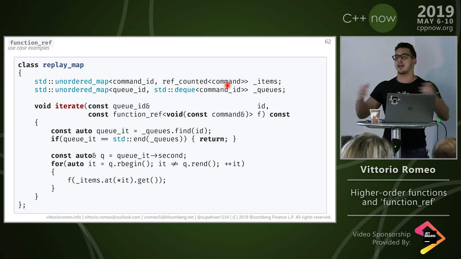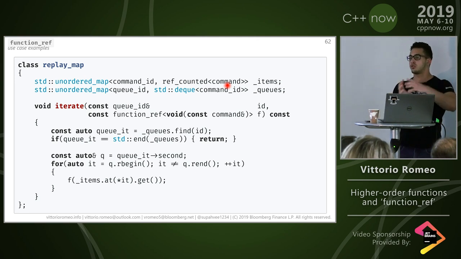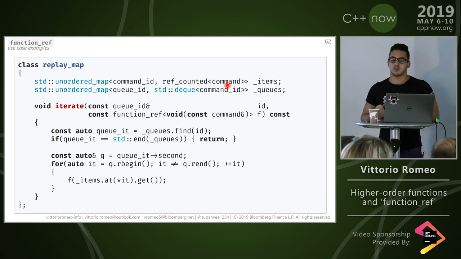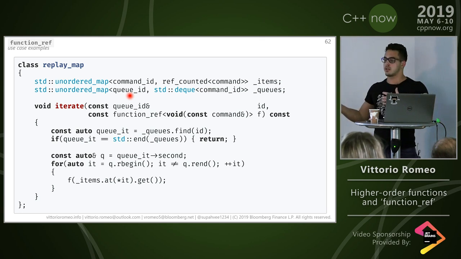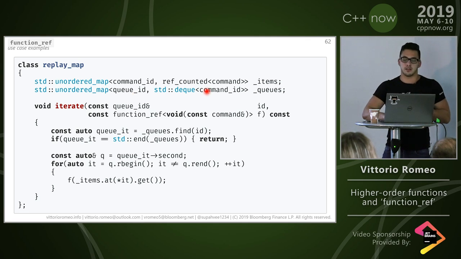For example, it could be buy these 10,000 orders and all the orders that will be there. So if this command is done 2 times or 3 times, we don't want to copy it. We want to ref count it to avoid unnecessary memory usage. And then another map from QID to command ID. You can imagine the QID might be just the user. So a user has a certain queue of commands, and then we have a deck of all the command IDs. And then we can find the actual commands by going to the other map.